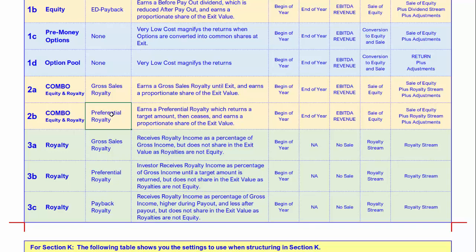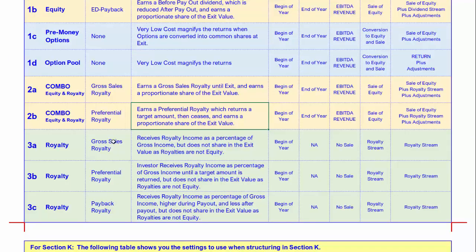There's some advantages. A gross sales royalty goes on forever, and I'm telling you, if you do too many gross sales royalties and the VCs come in and see that, they're going to want to settle out or they're going to run. They do not like those things. So that's why I prefer a preferential royalty. It has a limited life, and that's important.